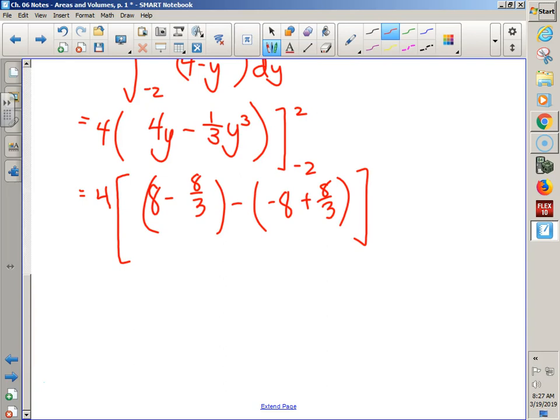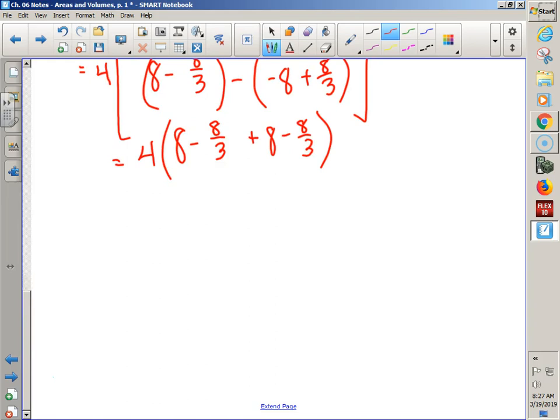Perfect. Then what? You're not going to leave anybody hanging out there, right? Rewrite that 4. Now what's your brain say to do? Combine like terms. So 8 and 8 is 16. And negative 8/3 is 16/3. We okay?